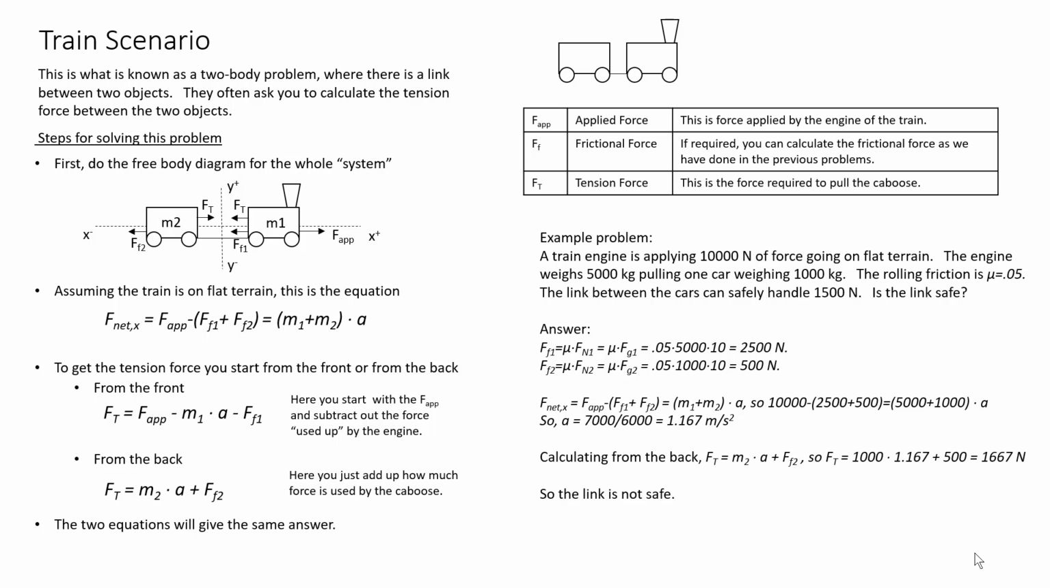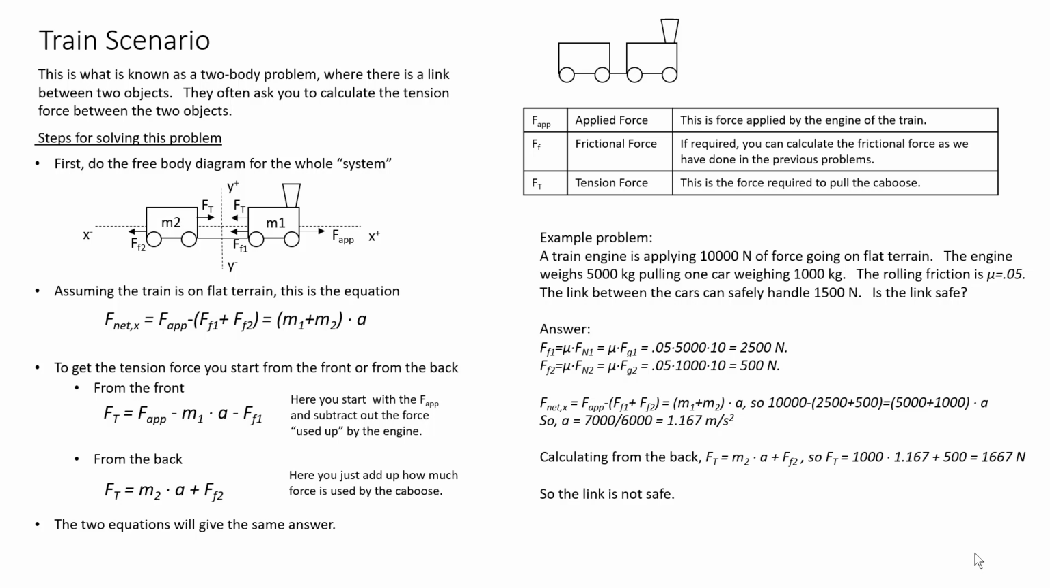Or you can calculate the tension force from the back, and that is the tension force equals whatever it takes to move M2, so that's the frictional force on M2 plus what it takes to accelerate M2, which is M2 times A. So you can do it either way, and it will depend on the problem. You can decide to do it one way or the other, but they will give you the same answer. So this is the train scenario, and I encourage you to come back and look at this example.